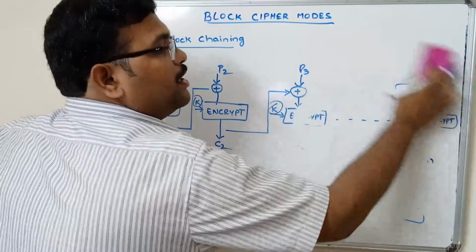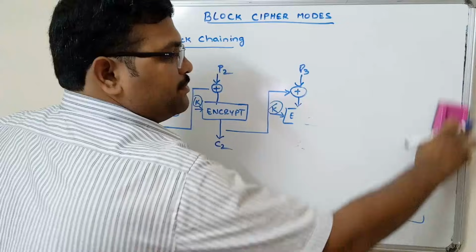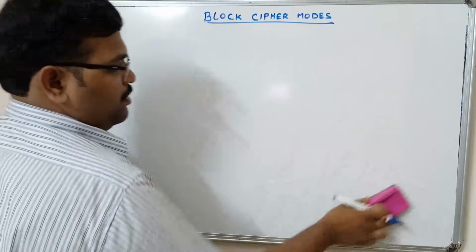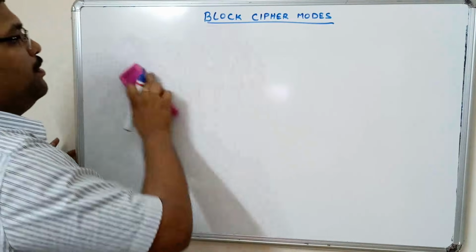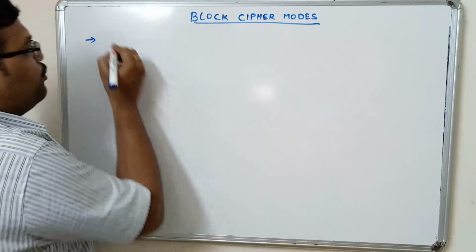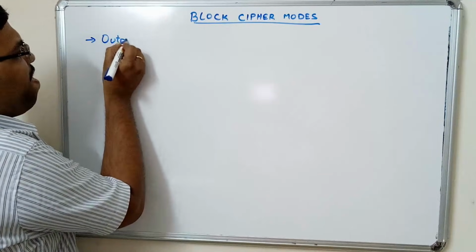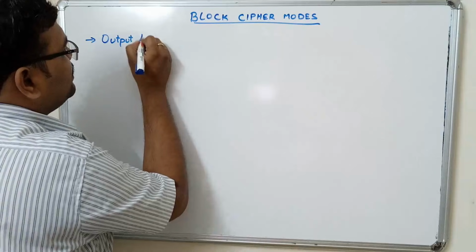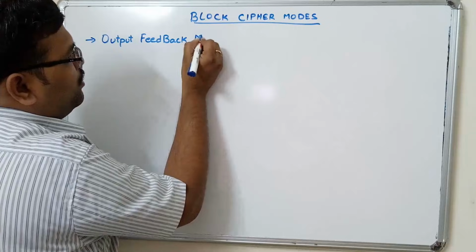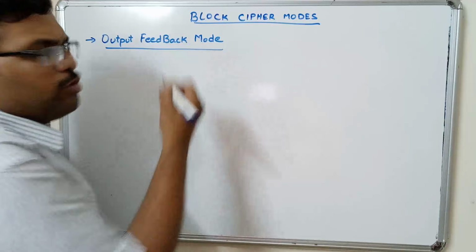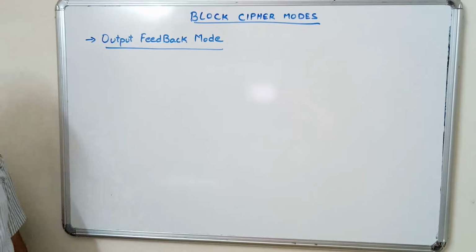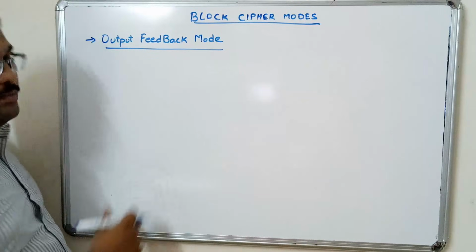Next, moving on to the third mode of operation. That is output feedback mode or a cipher feedback mode, anything we can consider. So both are similar, right? The working is similar for both output feedback mode and the cipher feedback mode.